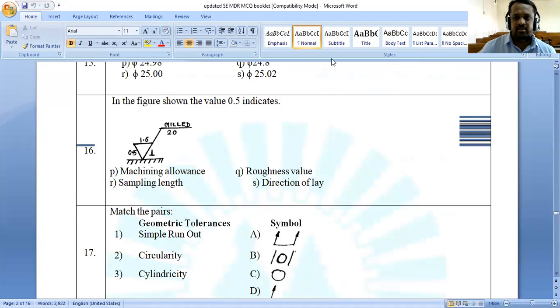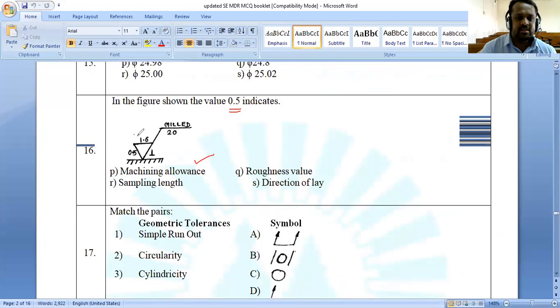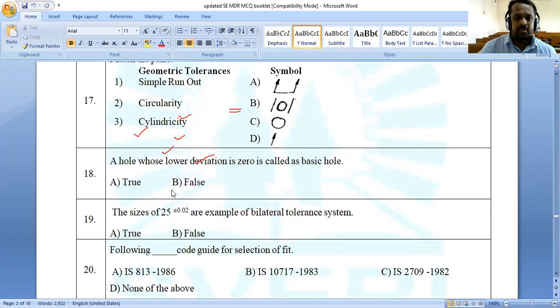In this figure, the value 0.5 indicates the machining allowance. It indicates the machining allowance, the surface roughness, along with the production method, sampling length and direction. It is not taken. That point is remaining. Then tell me.